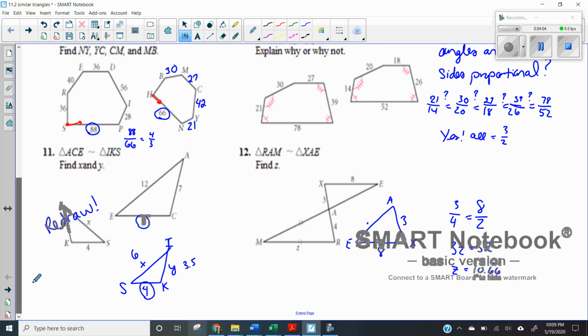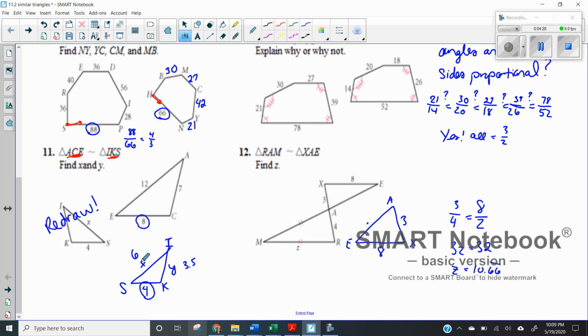In number 11, I think it helps to redraw this one because it's sort of facing the opposite direction. It's hard to tell which sides are corresponding. And I use the letters here to help me do that. So ACE and IKS. So ACE, IKS, kind of thrown in the same spot there. Then it made it a lot easier to find these missing side lengths.